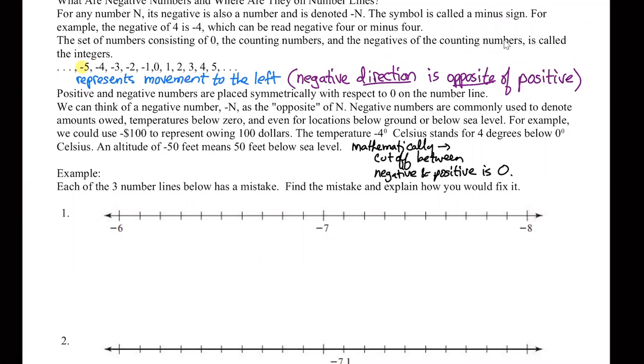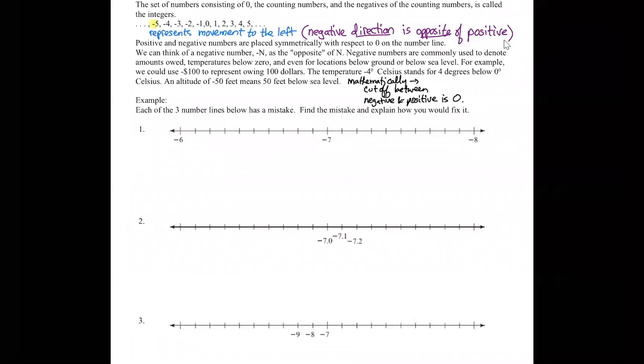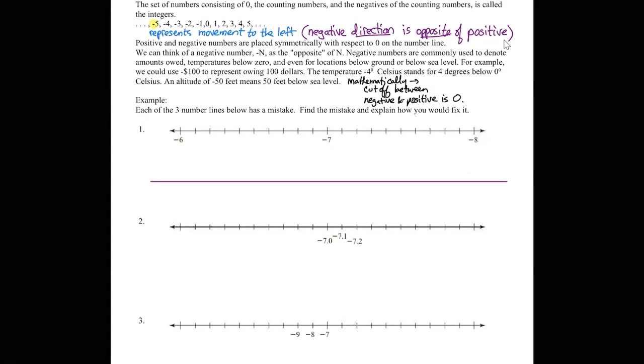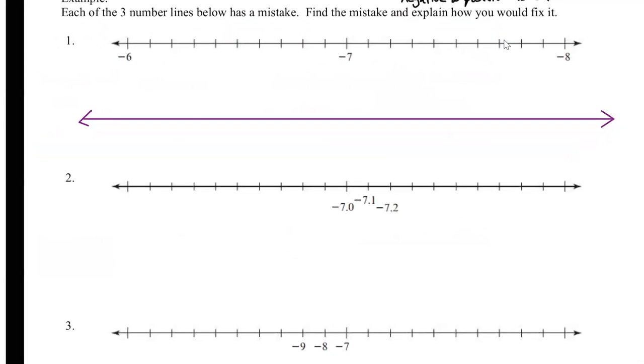For the examples below, I'm going to do math examples. Each of the following number lines below has a mistake. Find the mistake and explain how you would fix it. The first thing I'm going to do is chuck in here what an ordinary correct number line ought to look like. So I'm going to call this the correct number line.